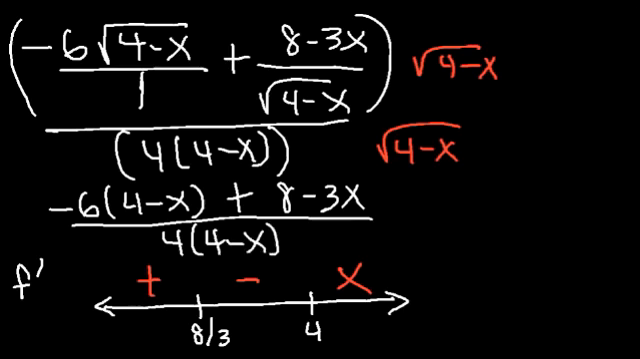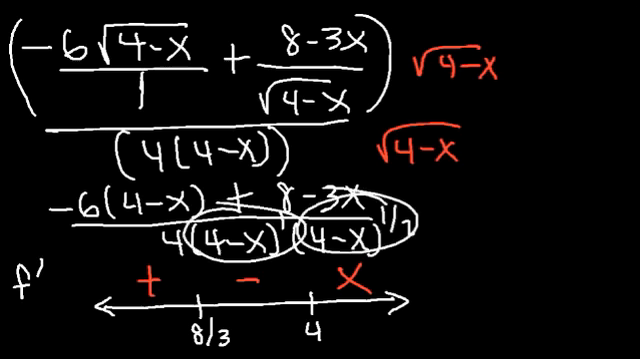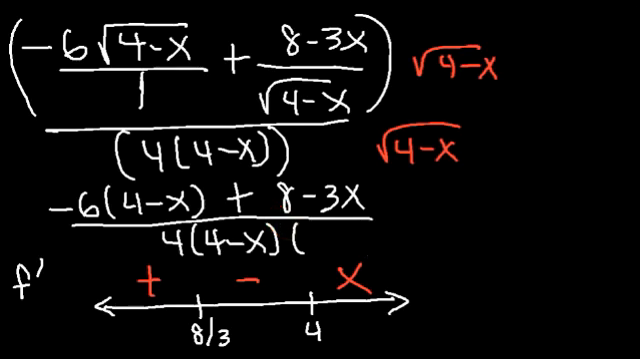Now I'm going to rewrite radical 4 minus x as 4 minus x to the 1/2. Because these are like terms, we can add the exponents. 1 plus 1/2 is 3/2, or 1.5. So we can just leave it as 3/2.